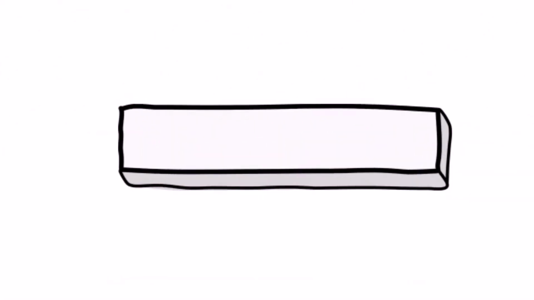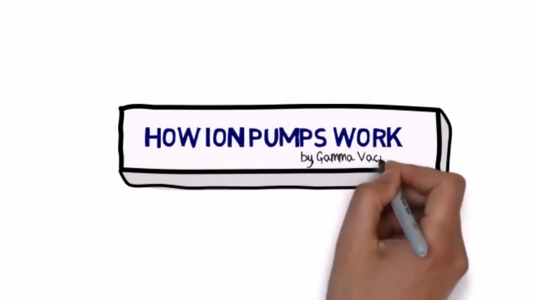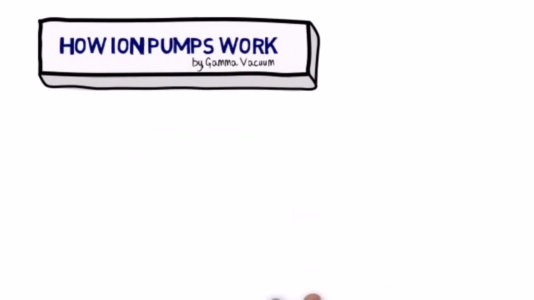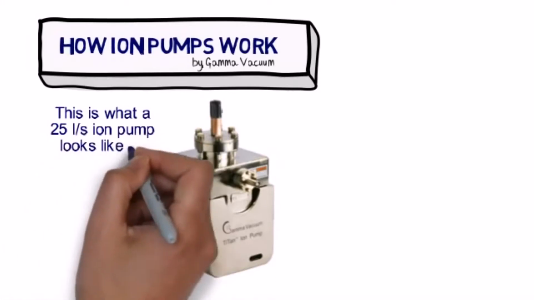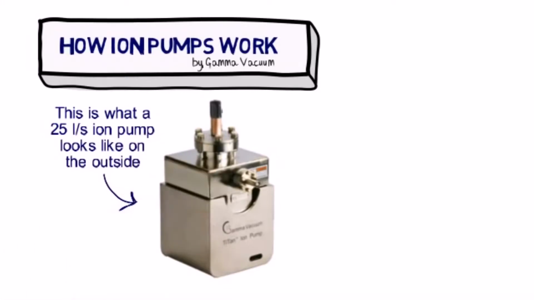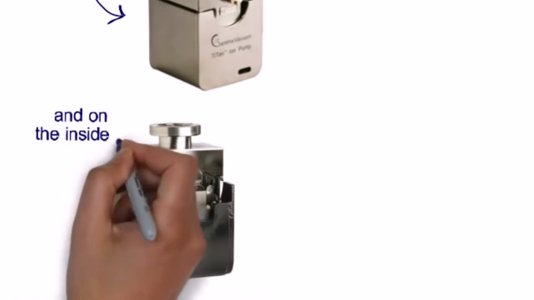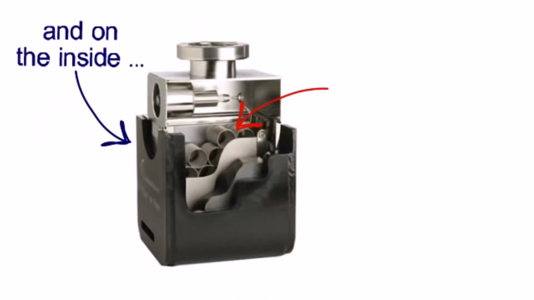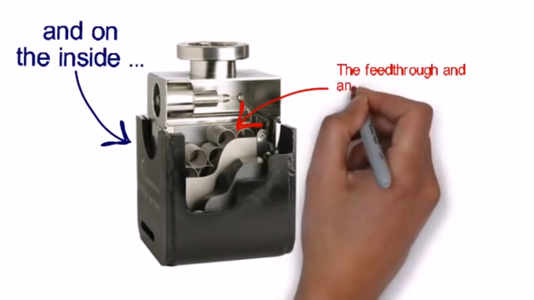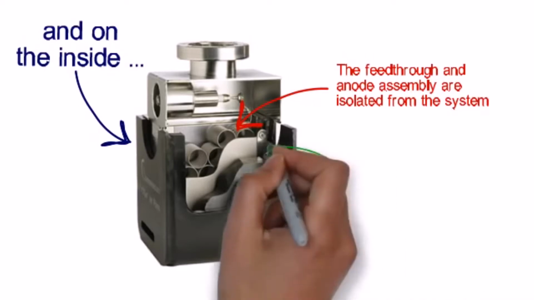Hi, my name is Choo. Let me explain to you how an ion pump works. Basically, this is what an ion pump looks like on the outside, which is essentially a stainless steel chamber. However, on the inside, you will find a lot of additional components that you cannot see. We start with the feed-through and an anode assembly made out of stainless steel anode tubes. Those are isolated from the rest of the system.